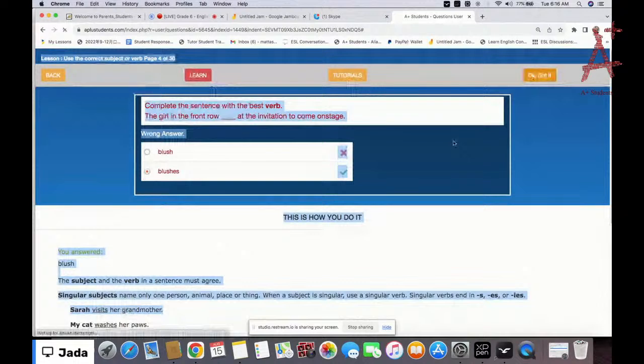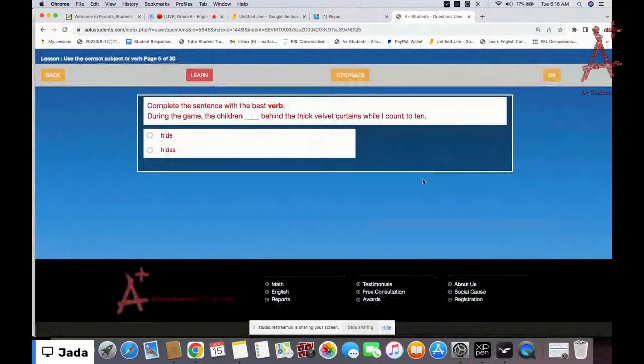Okay, so next one on the list is: during the game, the children dash behind the thick velvet curtains while I count to 10. Now, the subject already is children, so it's plural. Like I said, children is more than one. If it's just one child, then it's one, one kid is a child, okay? And then if you have two, it's gonna be children. Two, three, four, five, six, seven, all is children.